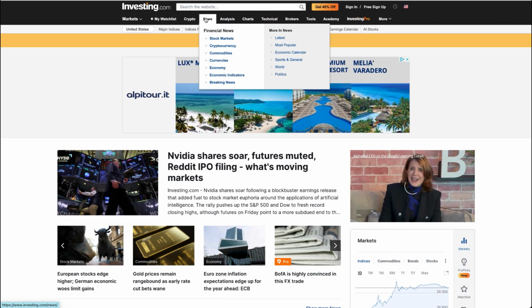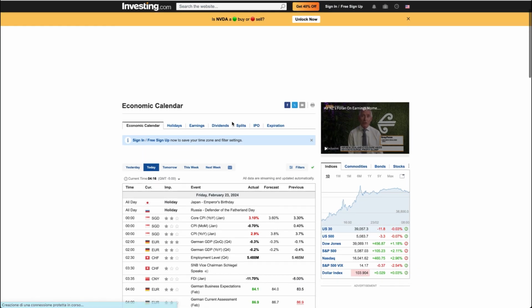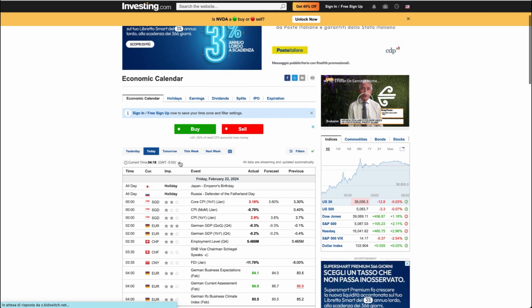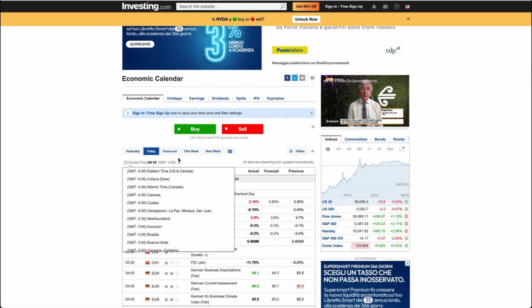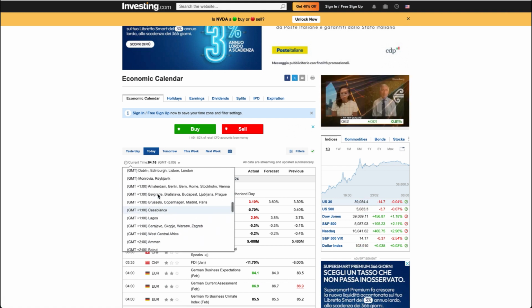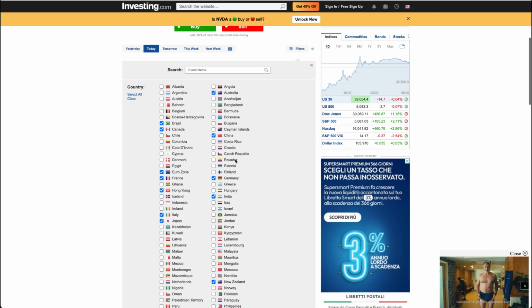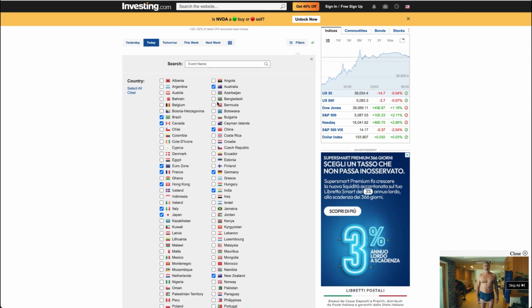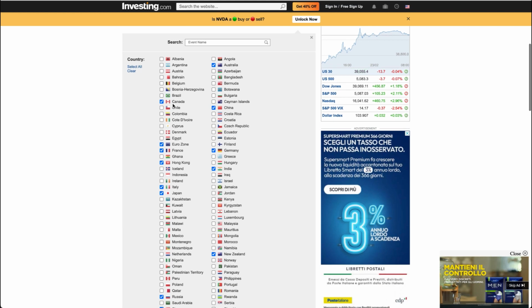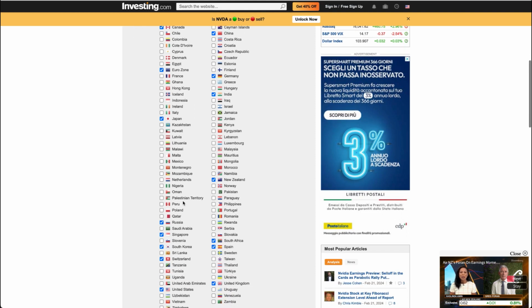First, let's go to investing.com and select economic calendar from the news menu. At the top, select the time of your region. Now let's set the filters. Below, we can select the markets that interest us. Usually, it's best to select the major markets involving the Eurozone, the US dollar, the pound, the Asian market, and the Australian market.